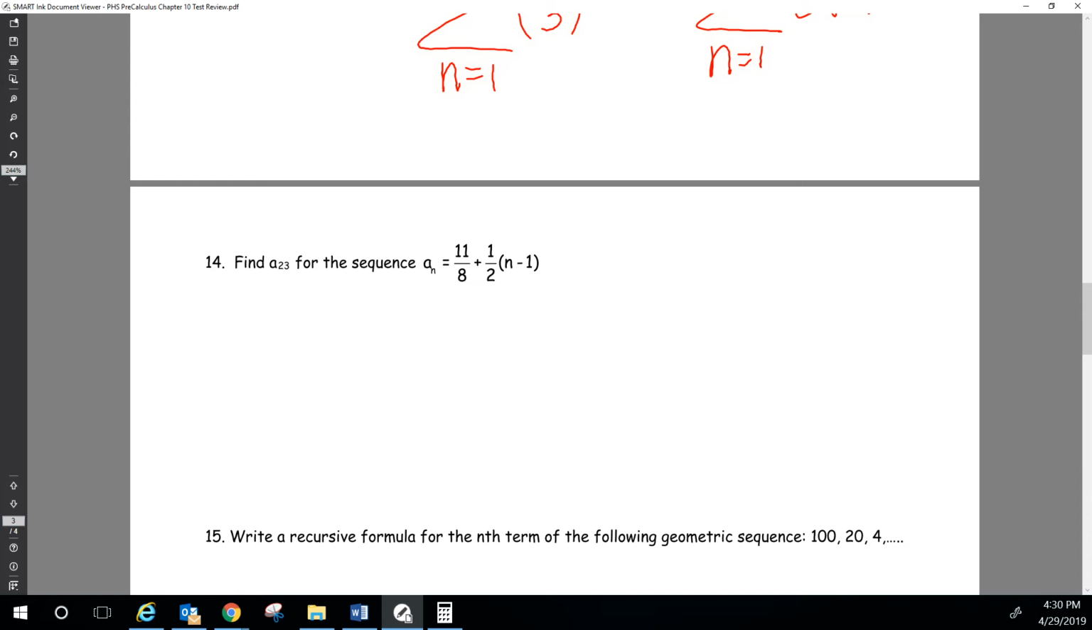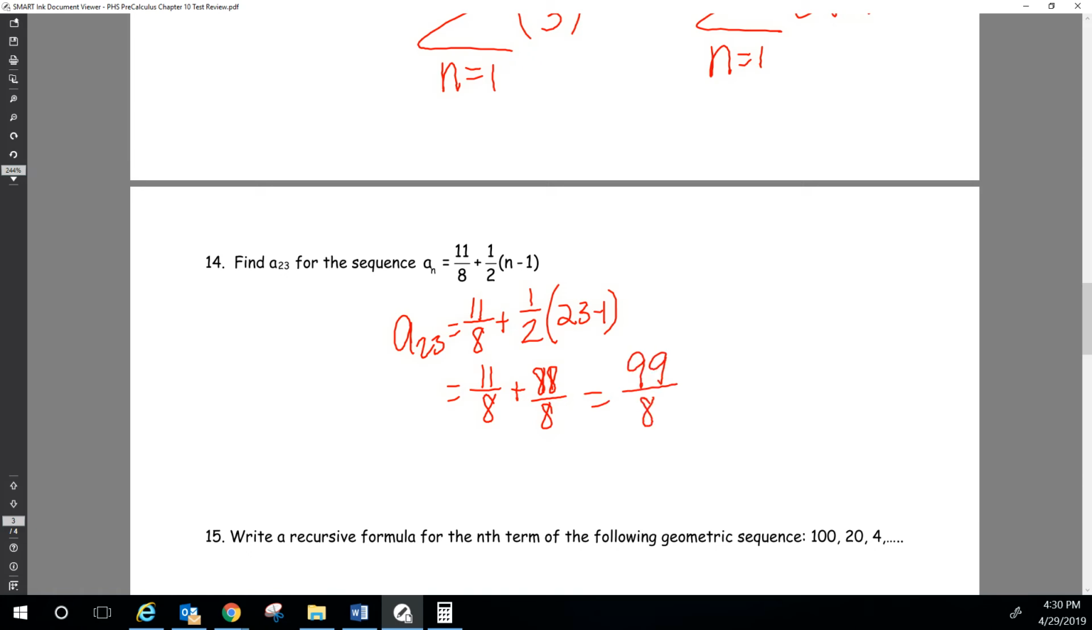All right, find a sub 23 for this sequence here. So a sub 23 is just a matter of plugging in 23 for n. So 23 minus 1 would be 22 divided by 2. This is really 11 over 8 plus 11. Finding a common denominator would make this 88 over 8. Which means we got 99 over 8 would be my 23rd term. If you put that in decimal form, it's 12.375. Again, you might see it either way on a test.